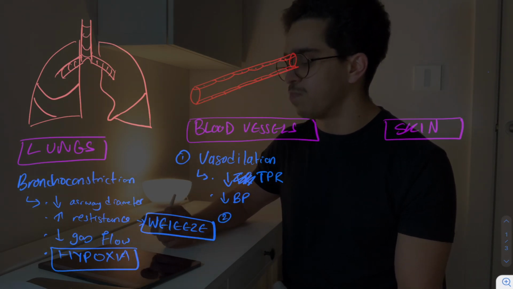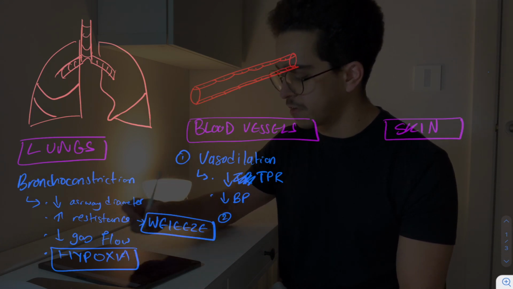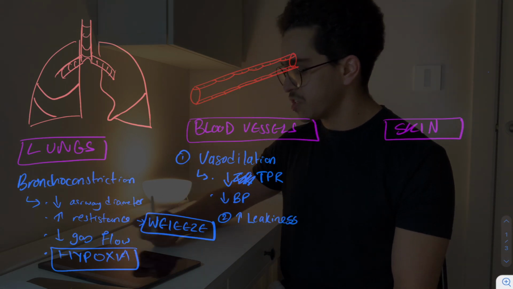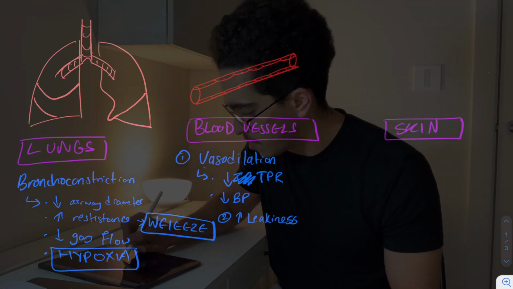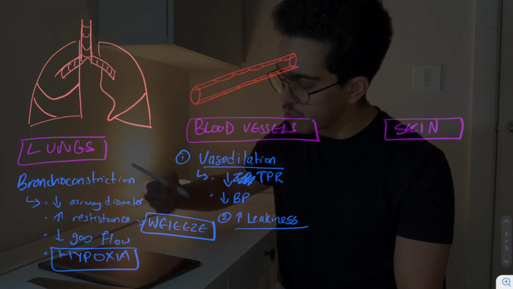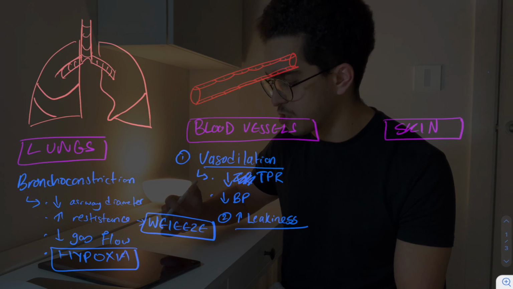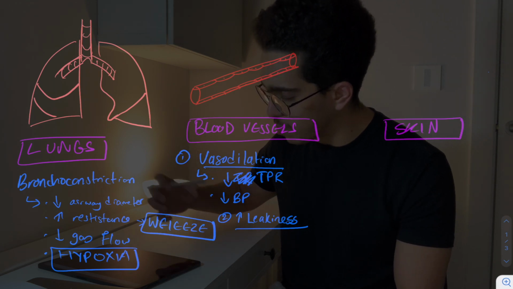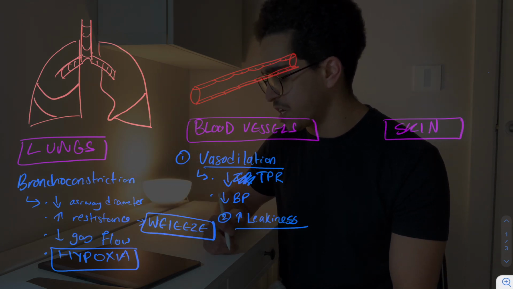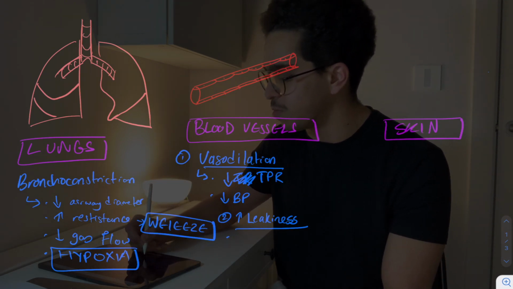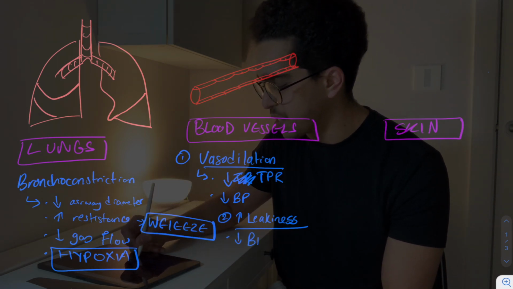Histamine causes blood vessels to become more leaky, increasing their leakiness. If there's increased leakiness of the blood vessels, what's going to happen? More fluid will move from the blood vessels into the interstitial spaces, causing further hypotension, further reducing the blood pressure, so less BP.